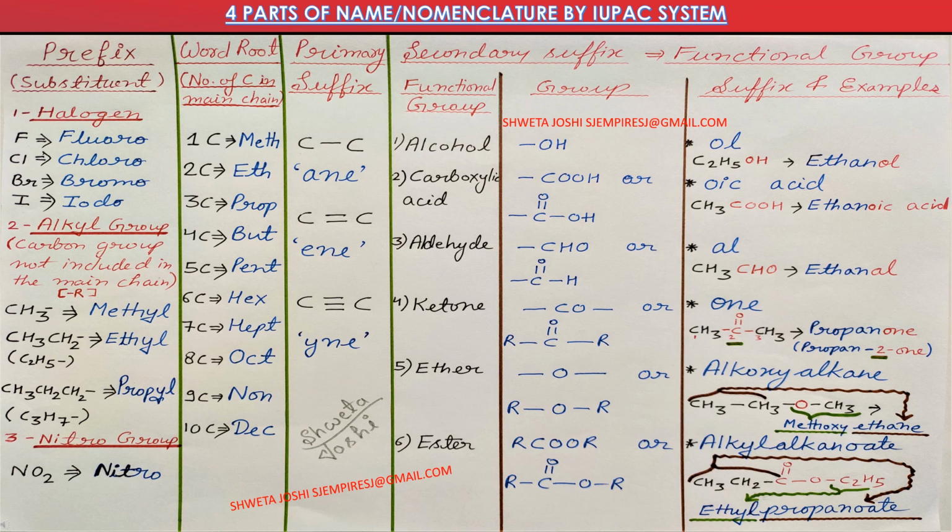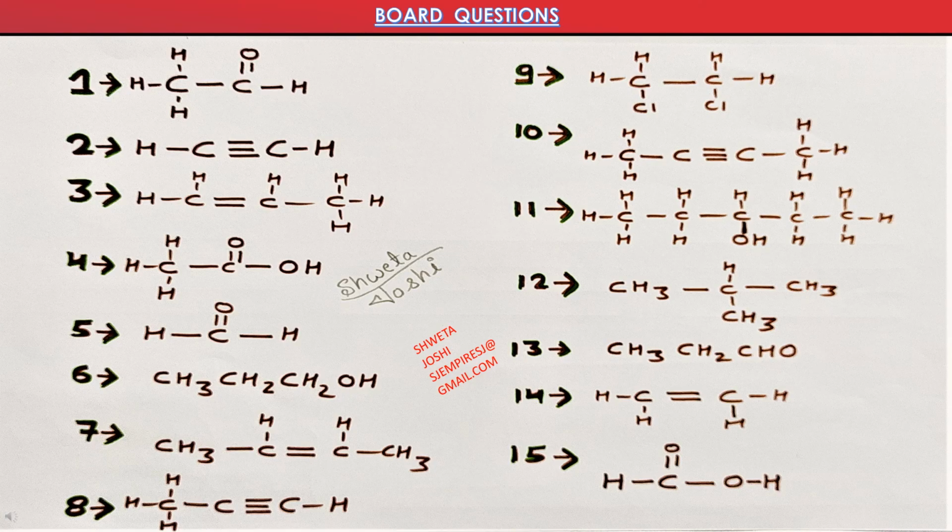Second part is word root, which is according to the number of carbon atoms in the main chain. Then next part is primary suffix, which is according to the number of bonds between the carbon-carbon atoms. Fourth part is secondary suffix, which is the functional group part. And according to different functional groups, different suffixes are placed in the name. So these are the board questions that we are going to discuss in this video.